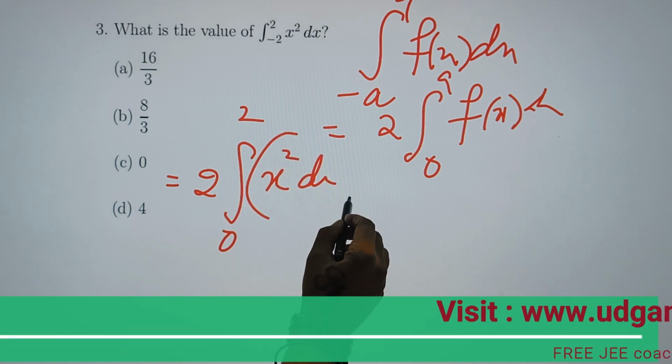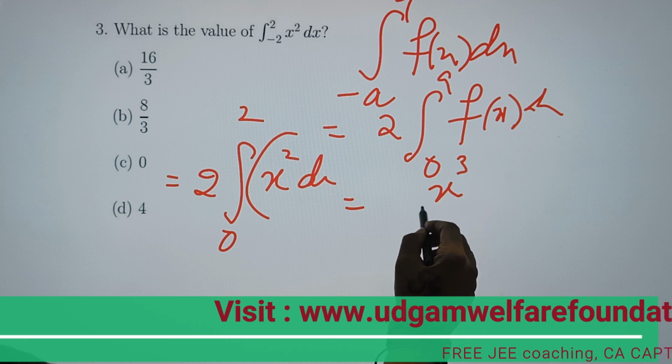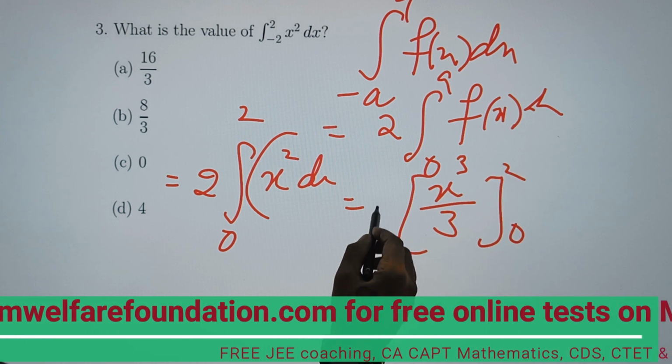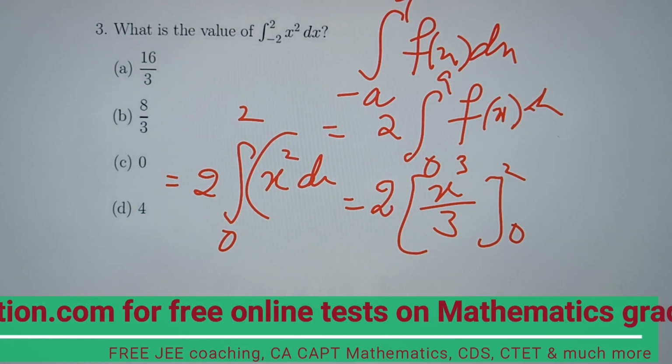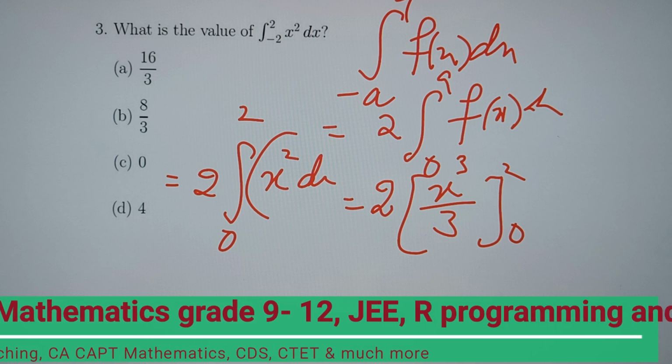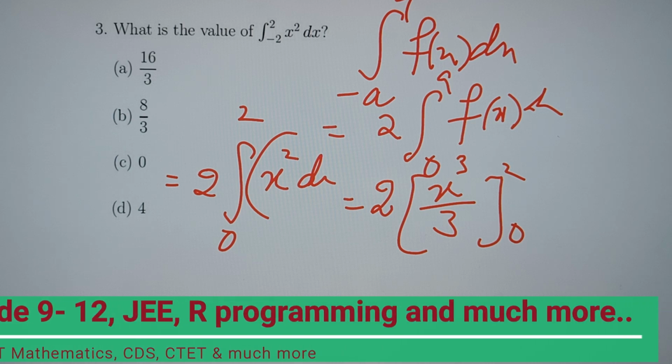So integration of x square is what? x cube upon 3. Now upper limit is what? 2. Lower limit is 0. We are going to multiply this by 2. Very simple. Now we are going to get our answer by simply plugging the upper limit here, that is 2.